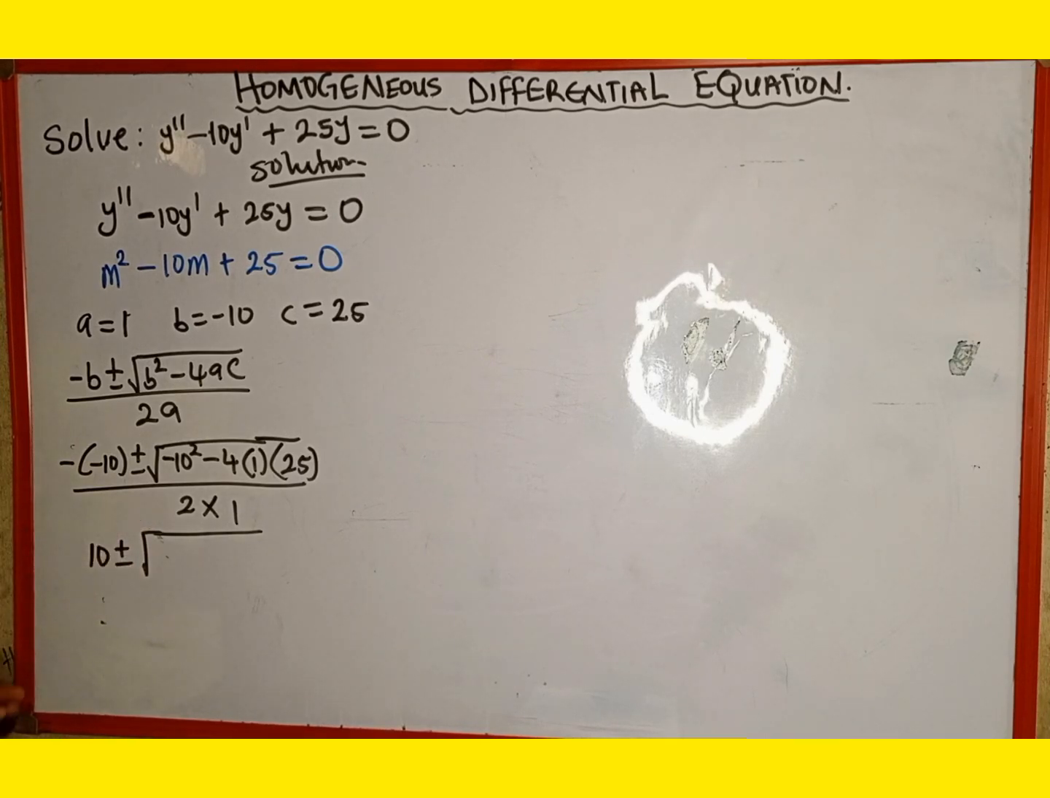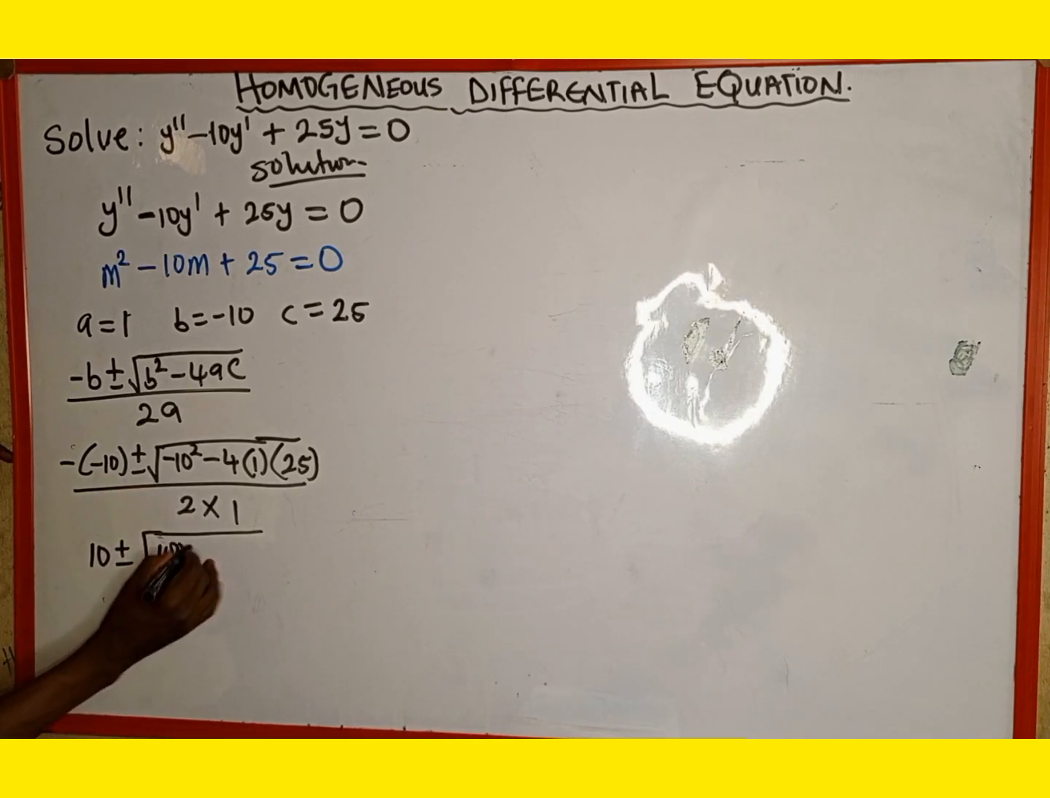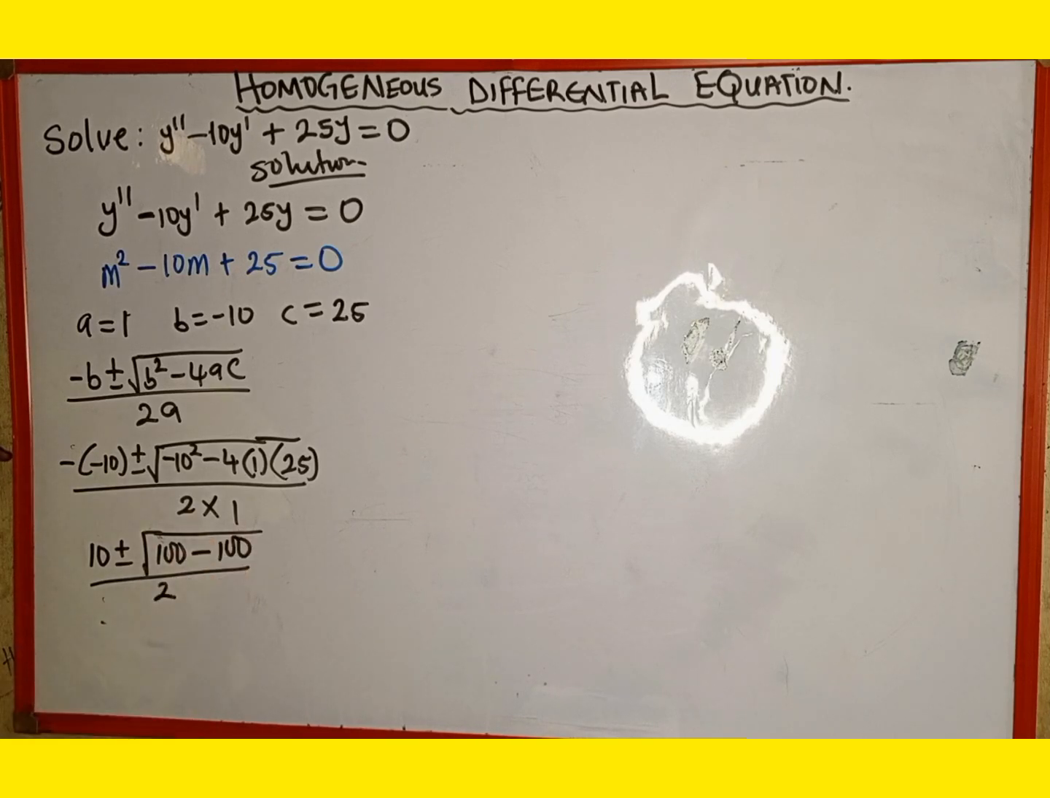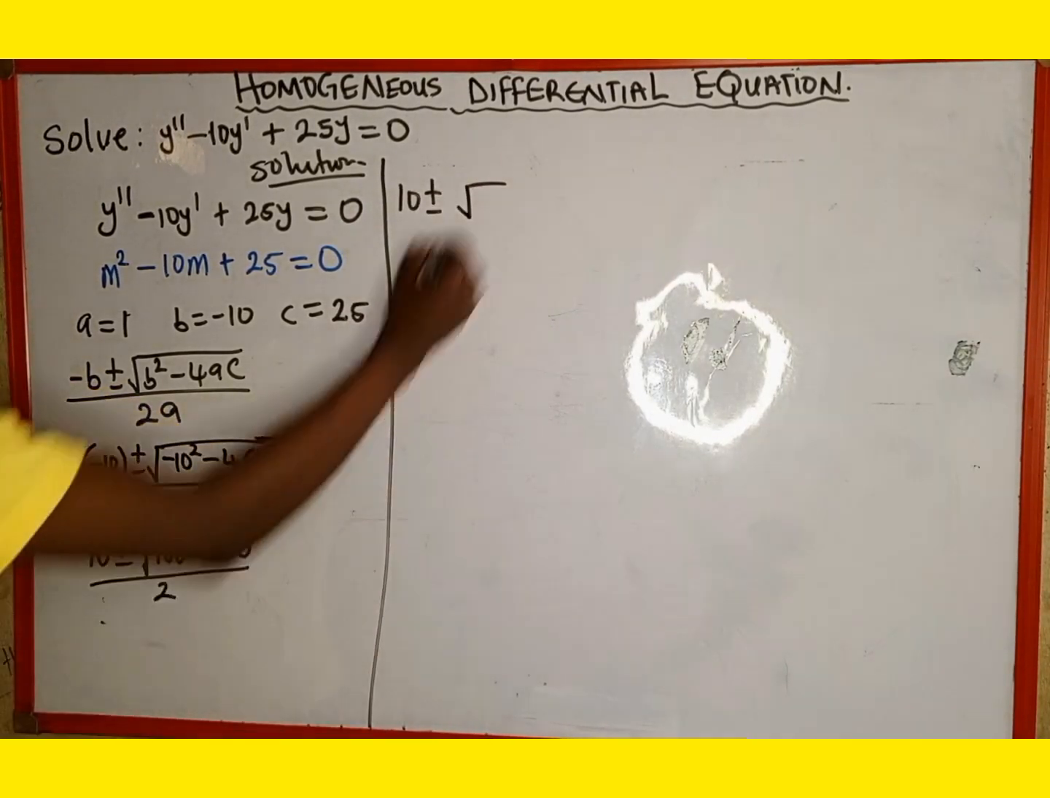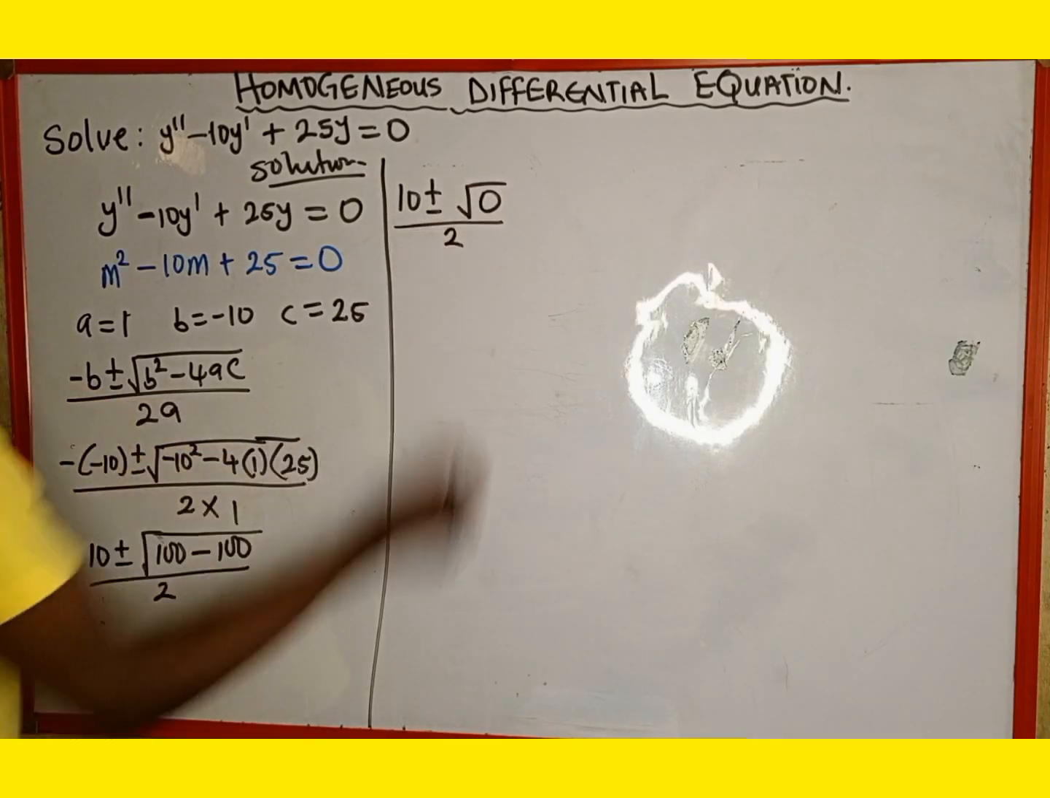Then plus or minus square root of minus 10 squared. Recall, if you press it on the calculator, minus 10 squared can give us minus 100. But if you have any negative number raised to the power of an even number, the result is always positive. So in this case, we are going to have 100, then minus 4 times 25 is going to give us 100. Everything over 2 multiplied by 1, which is 2. So now we are going to have 10 plus or minus square root of 100 minus 100, which is 0, and everything over 2.